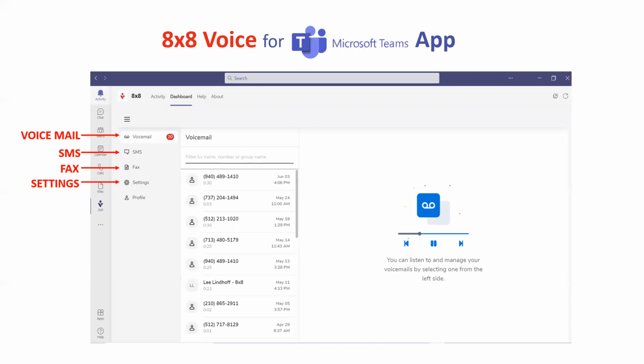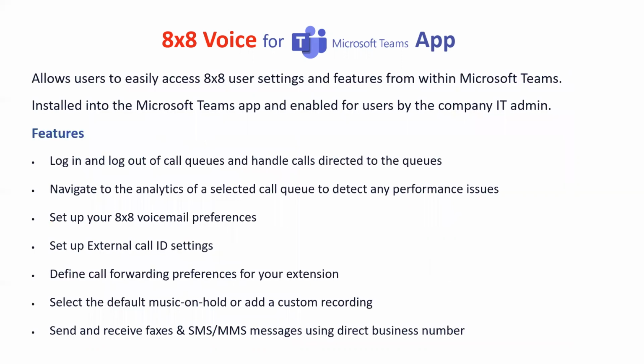So anytime you bring it up, at a glance, you see voicemail, you see SMS, you see faxes, and you see your settings button if you need to make changes. So it just, like I said, allows them to be able to make changes to the features and capabilities within Microsoft Teams, log in and out of HCD, or call queues and handle calls directly to the queues, navigate the analytics, set up voicemail preferences, change passwords, all that, external caller ID, make changes to that, define forwarding, as things change. But again, this is from the app, so you can do it from anywhere.